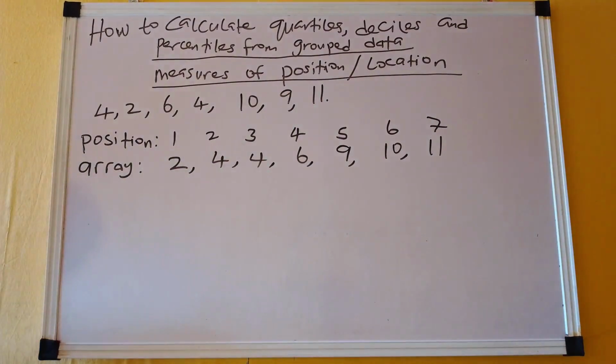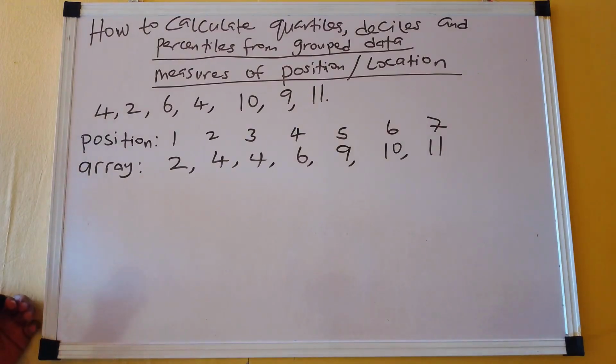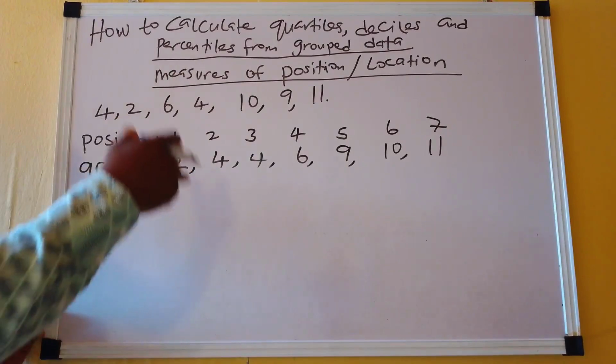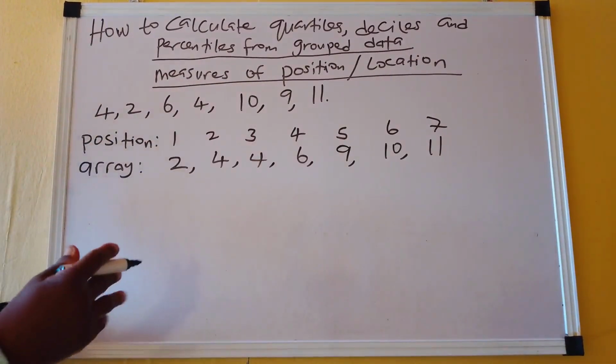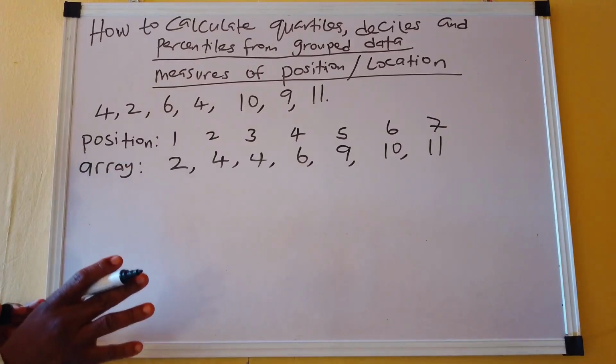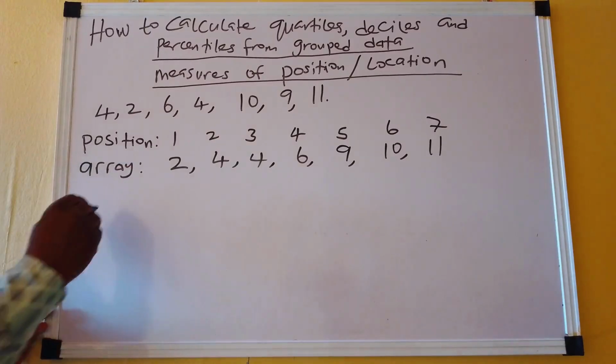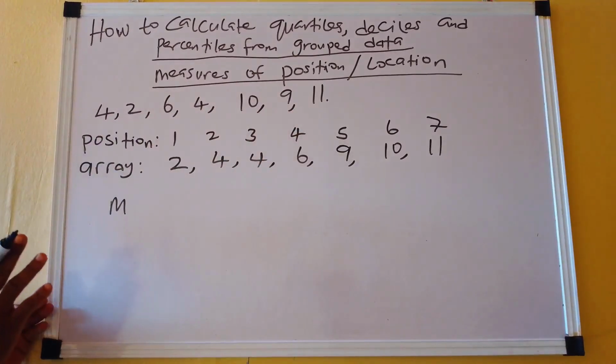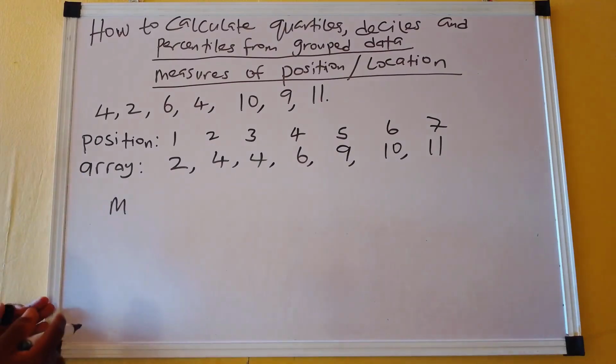So now, having done this, I want to start with the median. Most people don't know that the median is also a measure of position. It's also a measure of location. The median shares the data values into 2 equal parts. Remember we are looking at ungrouped data today; our next video will be on grouped data.